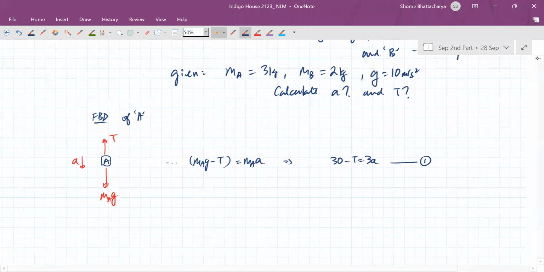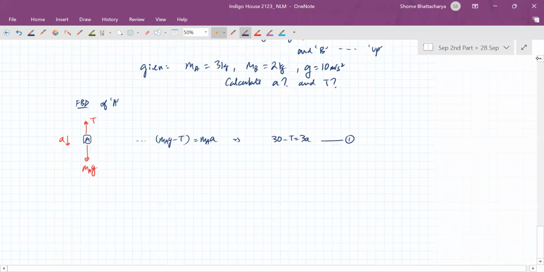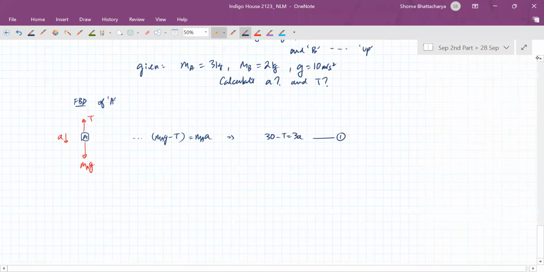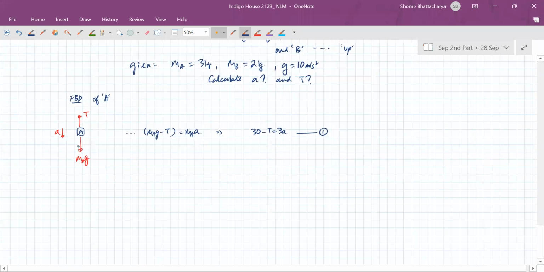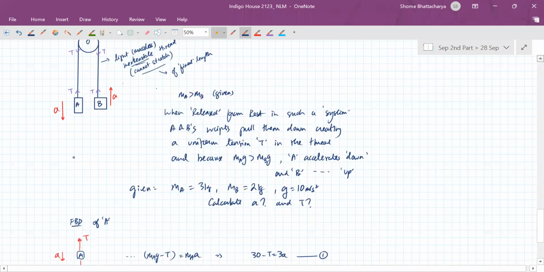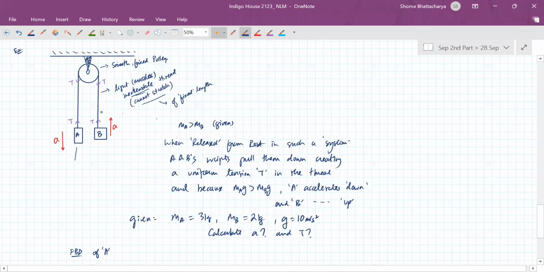So if you just compare this free body diagram with the diagram above, you'll understand what's happening here. The moment we release this system, A's weight is pulling it down. B's weight is also pulling it down. So that creates the tension in the thread. But because A's weight dominates, weight of A is 30 newtons, weight of B is only 20 newtons, A ends up accelerating downwards. And because it's attached by a thread, B gets pulled upwards with the acceleration of A.